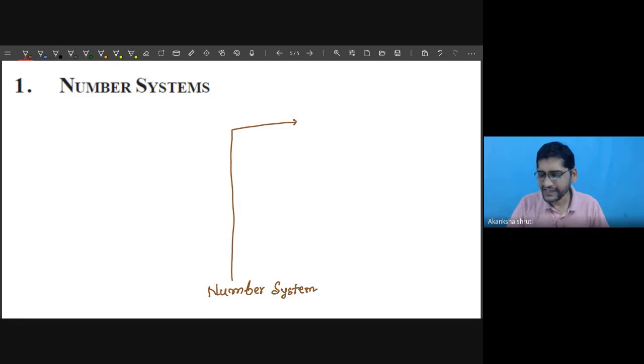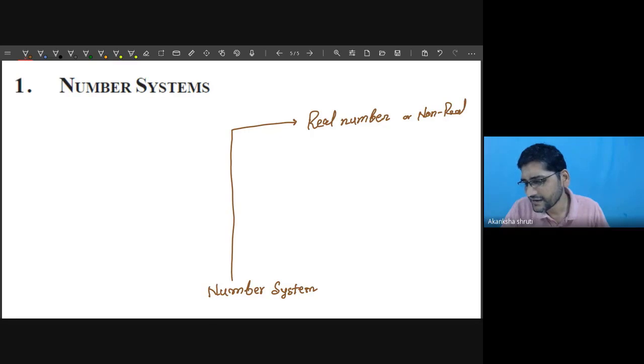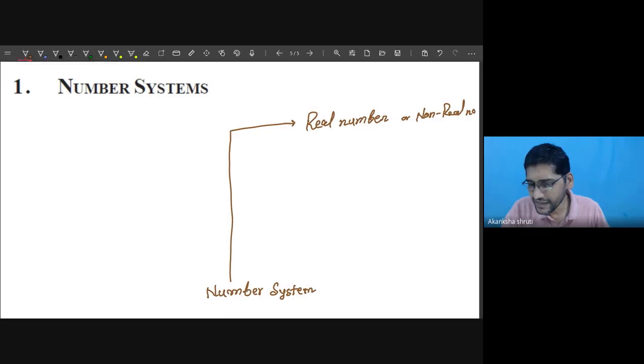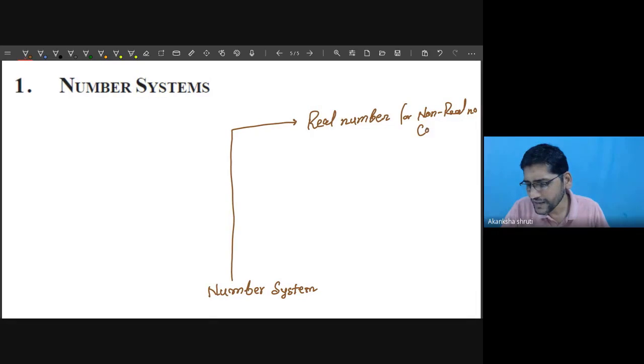But in a higher standard, it could be real or it could be non-real also. So we have to learn about the real number. But there is another kind which is not real, that is called a non-real number. This non-real number is also called a complex number or imaginary number. If you are taking the under root of -4, can you calculate the value of the under root of -4?